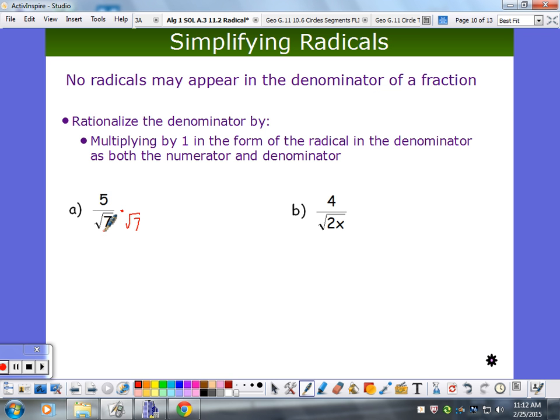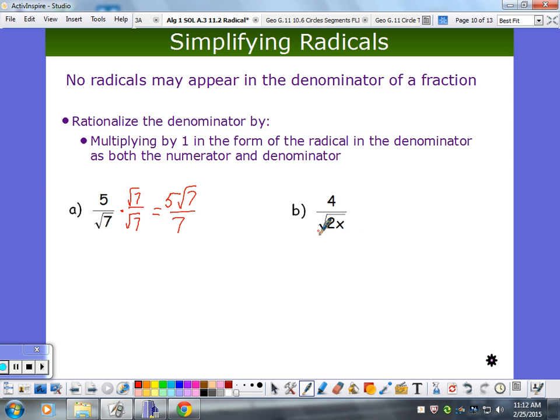Why? Because what's the square root of 7 times the square root of 7? 7. But I can't just do that. I have to keep this equivalent. So I'm going to use a form of the number 1, right? Because when you multiply by 1, you get the same number back. Anything times the same thing over the same thing, right? So I get 5 radical 7 over 7. And then you look here and see, can I reduce that? In this case, I can. Right? So let's look at this now.